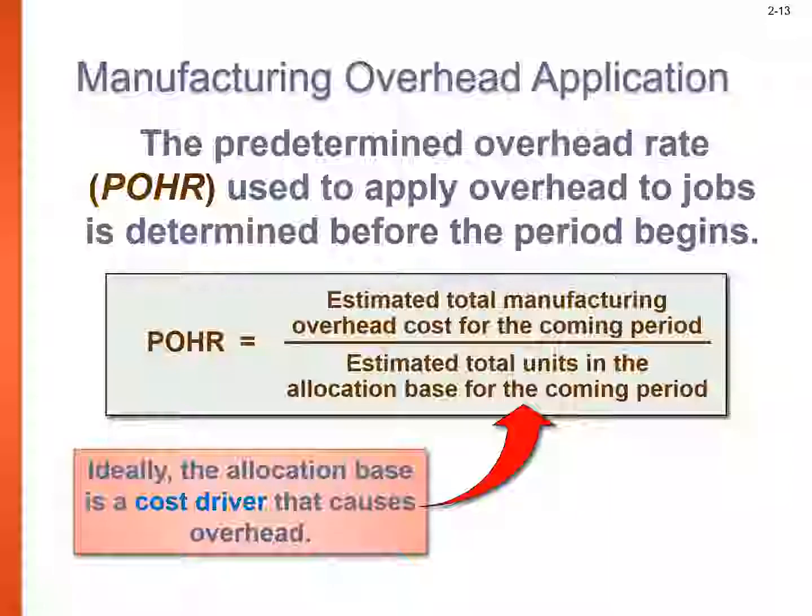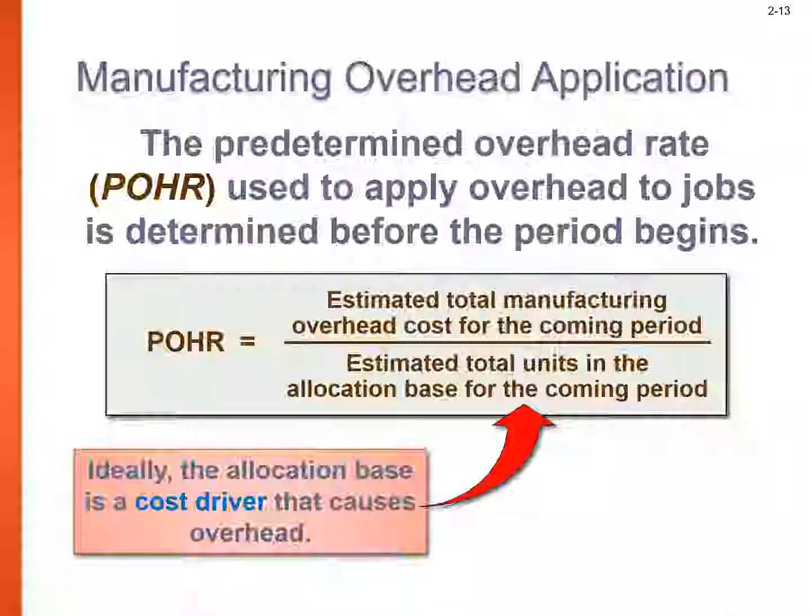So what we do is we determine a predetermined overhead rate. How we do that is we estimate total manufacturing overhead costs for the coming period. How much do we think we're going to spend on these indirect costs? Some of them we know already. They're fixed. We'll look at how we determine the variable in a few minutes.